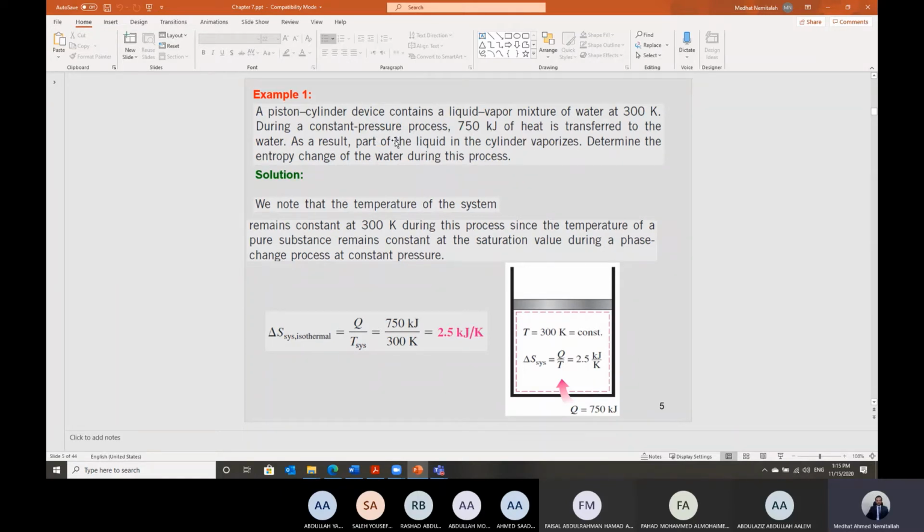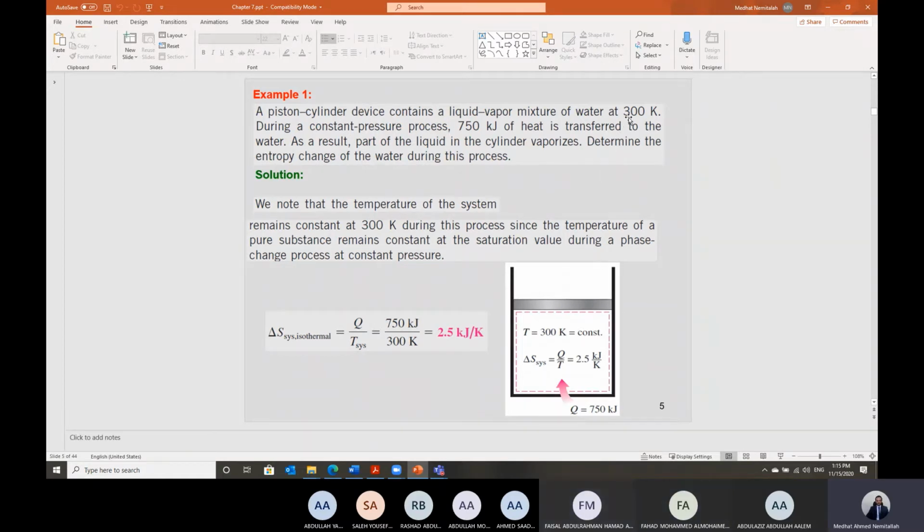And they said as a result, part of the liquid has been converted to vapor. So still part of the liquid has been converted to vapor, but still we have the same saturated mixture. So do we have temperature change, guys, while the phase change? No. So no.